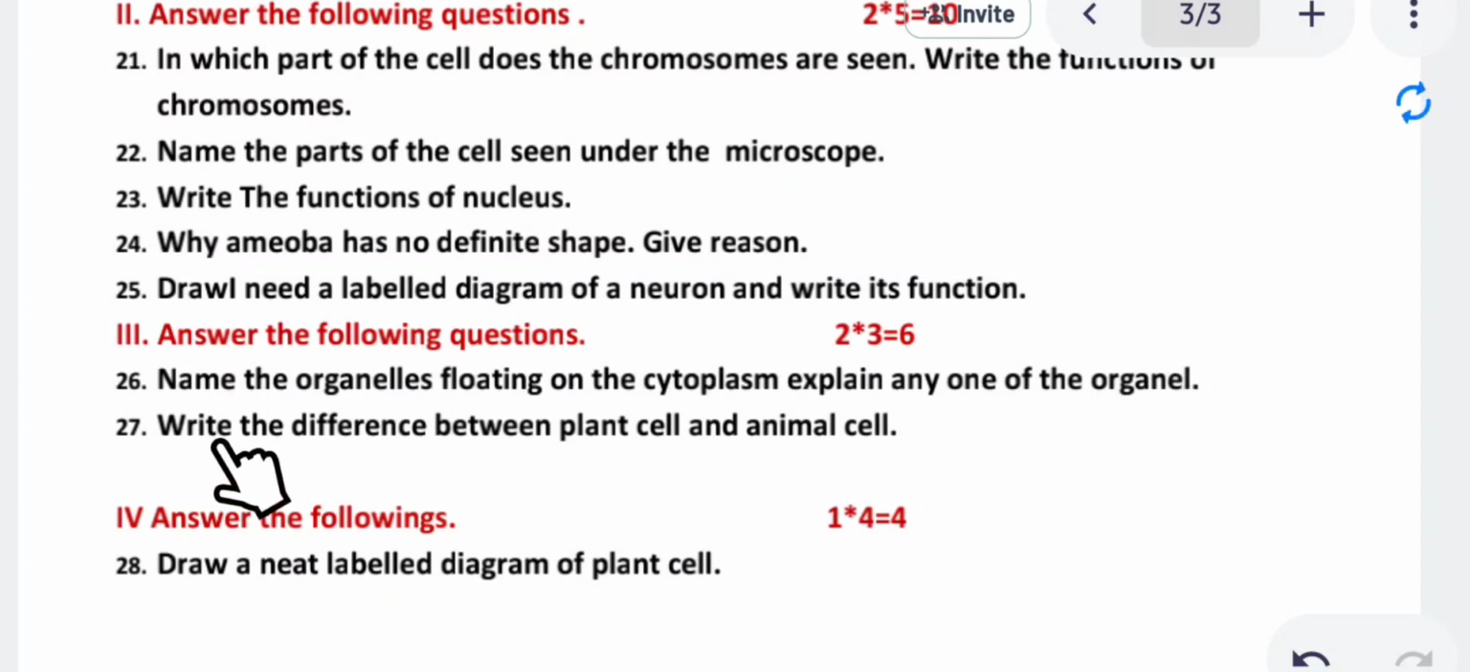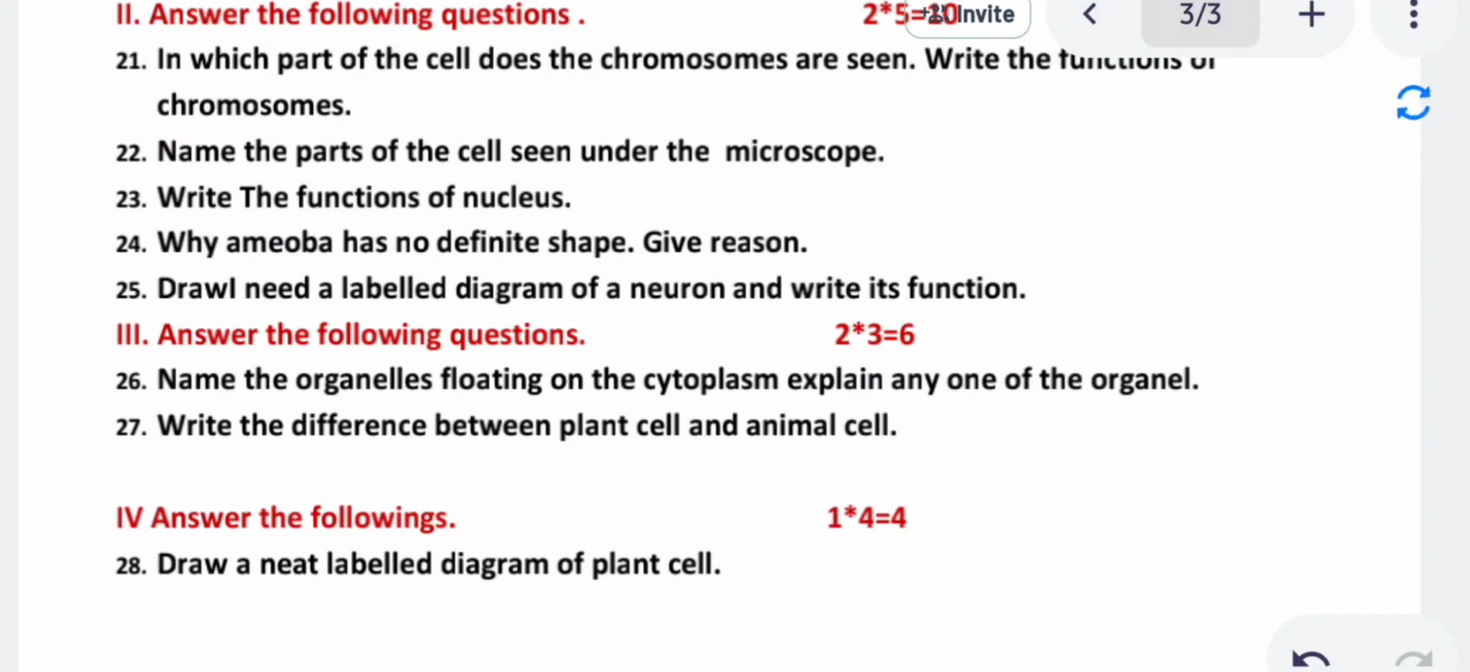And now, what are the differences between the plant cell and the animal cell? The plant cell has the main parts, that is cell wall and big vacuoles and chloroplast. All those are present, whereas the animal cell does not have them. A cell wall is not present in the animal cell. The big vacuoles are not present. Of course, tiny vacuoles will be there, but big vacuoles are not there. And animal cell does not have a chloroplast, that we have to write. And the last one is draw a neat labeled diagram of a plant cell.